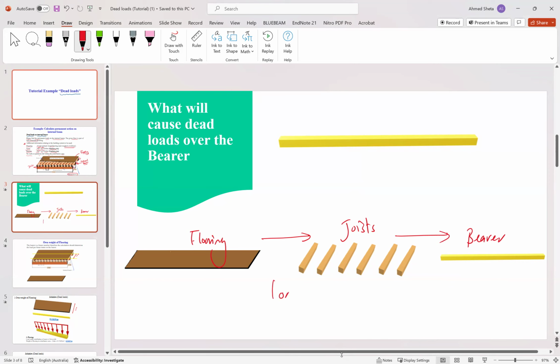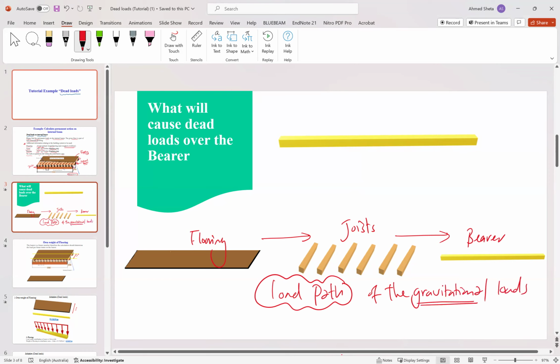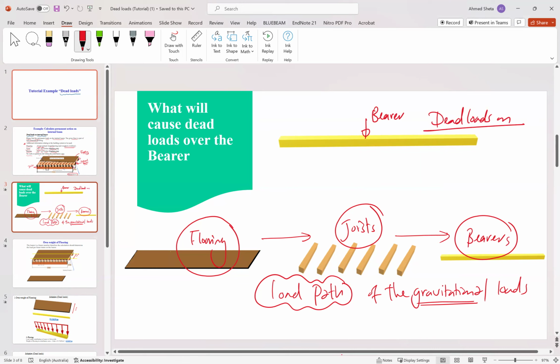So this is the load path of the gravitational loads. From flooring, then to joists, then to bearer. And here is the bearer. We need to find how much the dead loads on the bearer. So what to expect? What is the dead load on the bearer?